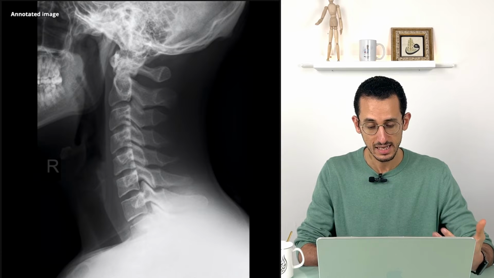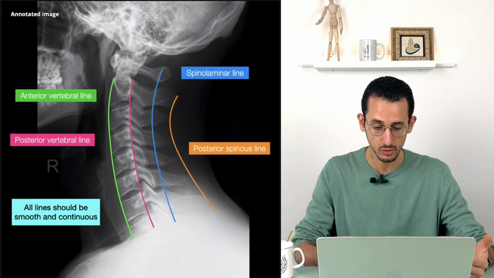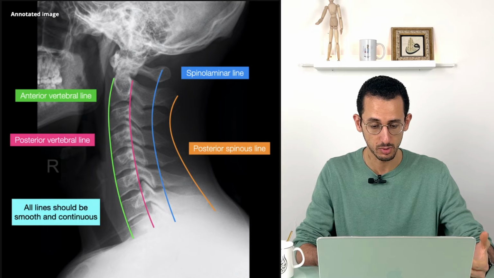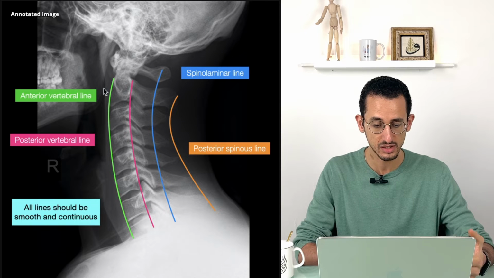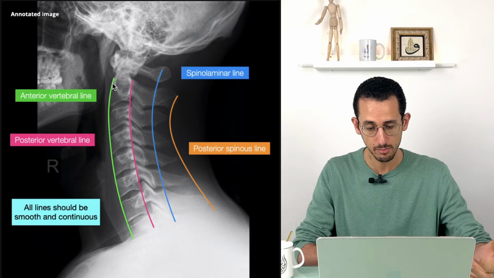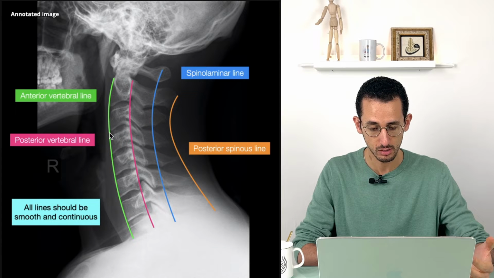Let's have a look at the normal AP, lateral, and open mouth views and see how we can see those things. As you can see in this image, this is a lateral view of the cervical spine. The first thing to look at is the alignment of the spine, by looking at the lines of the spine. The first one is the green one, which is the anterior vertebral line, making sure that there is no slip of any vertebra above another one.